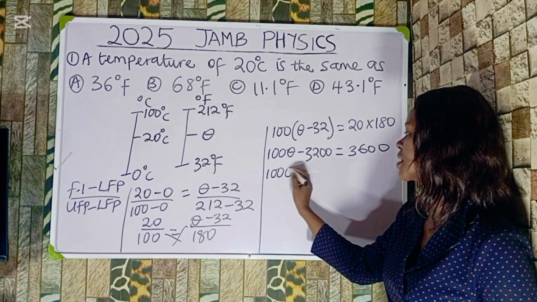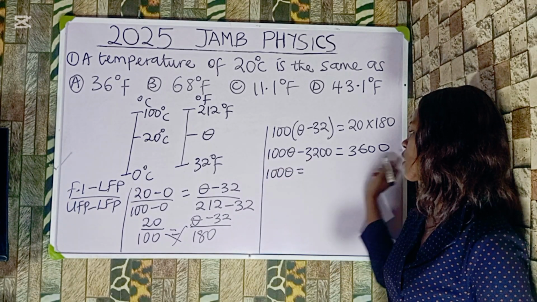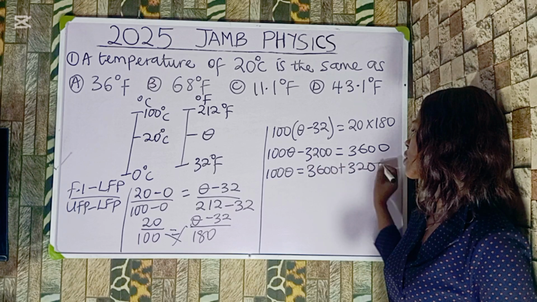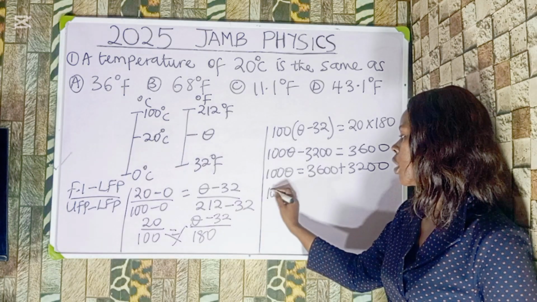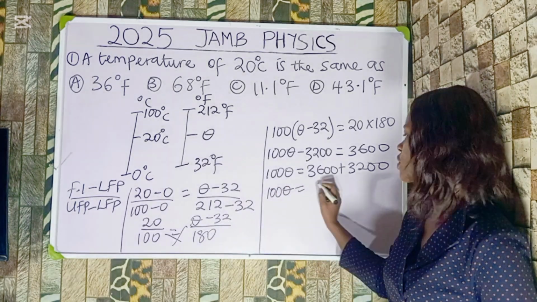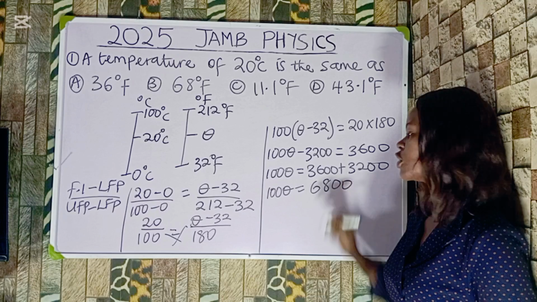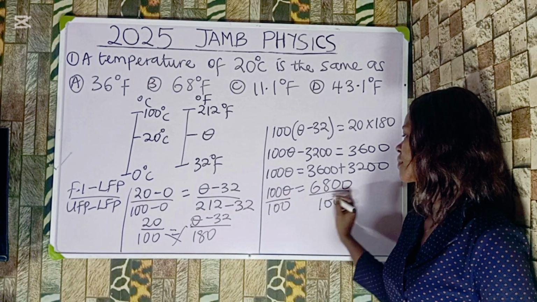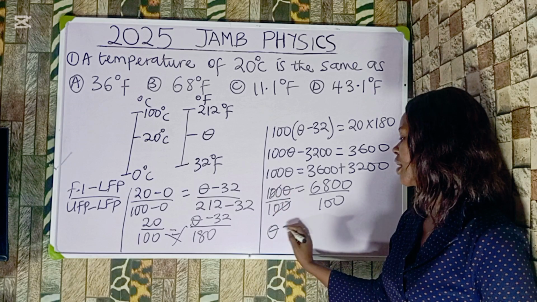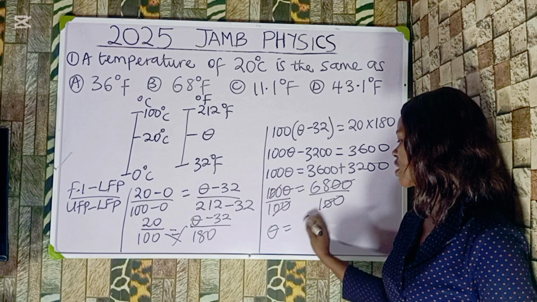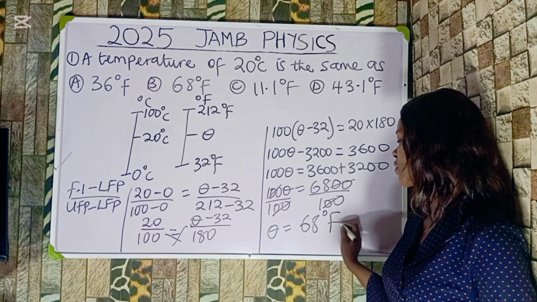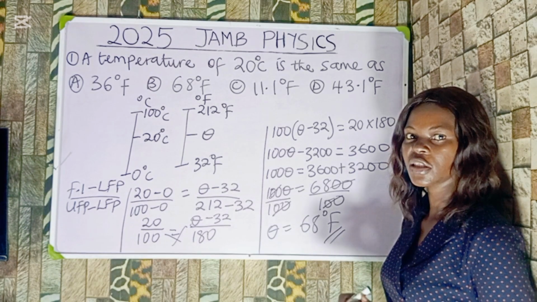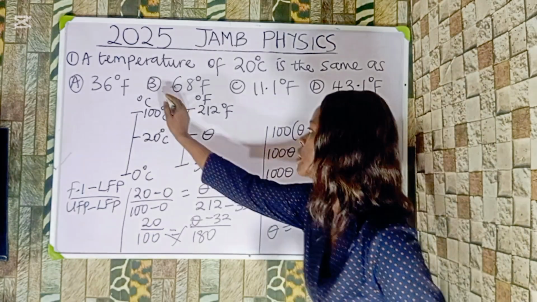So what do we do? We say 100 theta is equals to, taking this one to the other side, that is 3600 plus 3200. Is that clear? So 100 theta is equals to 6800, right? By the time we divide by 100, this cancels out to give me theta, this cancels to give me what? 68 degree Fahrenheit. Is that clear now? Now from what we have gotten so far, the correct option to this question is option B.